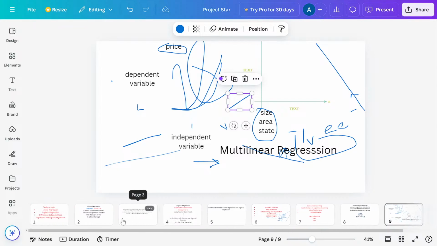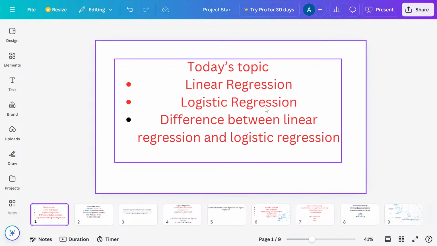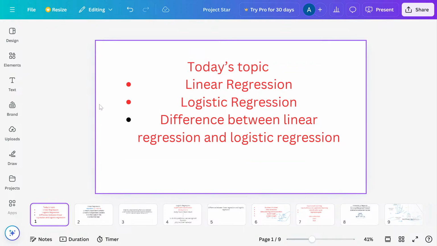So today, in day two of Project Star, we will be talking about these topics. These are the topics that we will cover today. So let's begin.